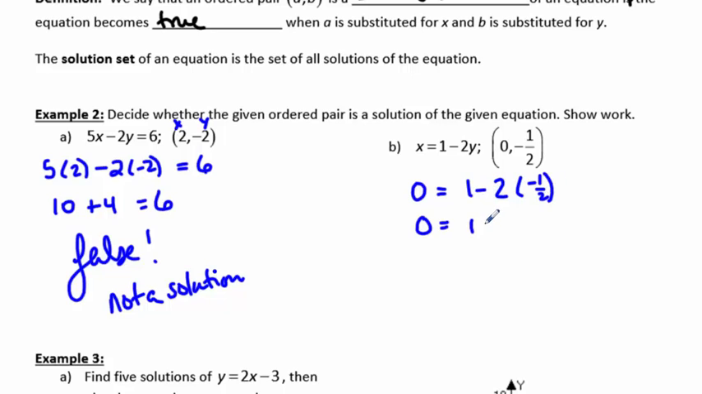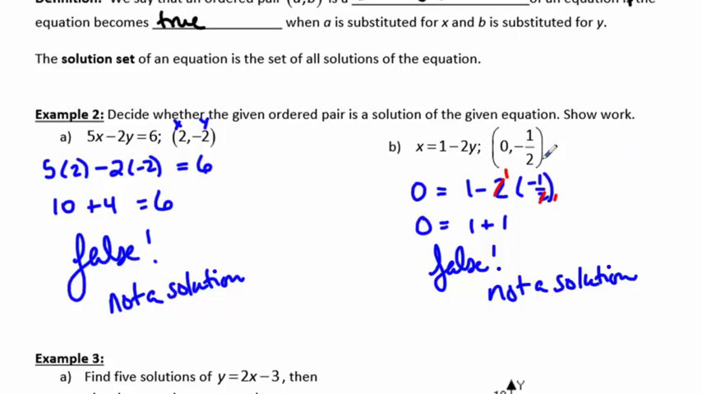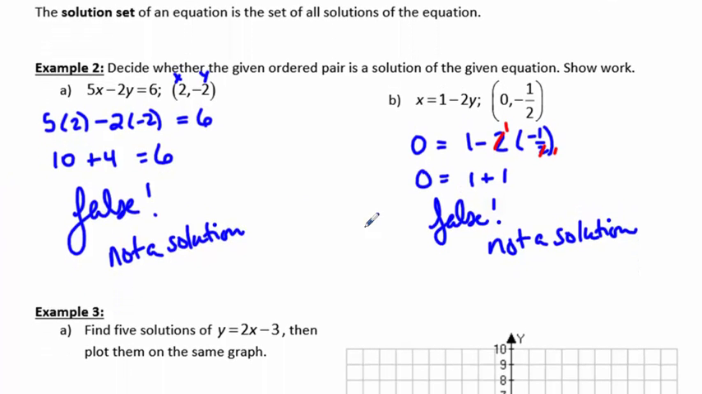Two negatives right here are going to make that into an addition. And 2 times 1/2 is 1, since 2 goes into 2 once. And 1 times 1 is 1. This one is also false and not a solution. If we assume for a second that this was a positive value, and a positive value, then the negative times the positive would have given us a negative value, and it would have been true. So we can conclude that the ordered pair 0, positive 1/2 is a solution.